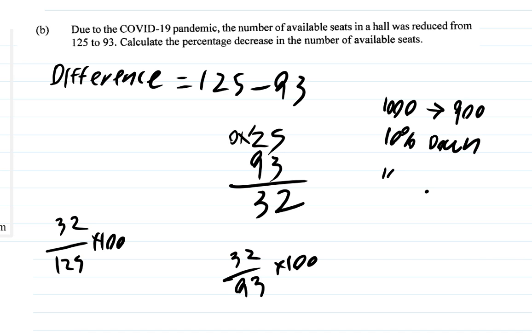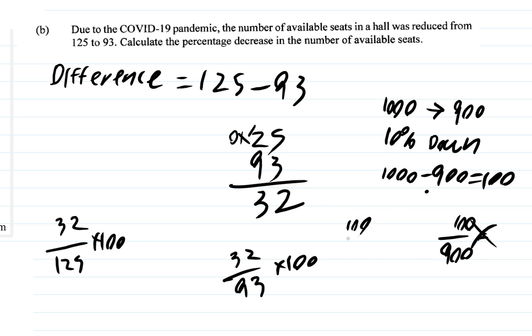First of all, 1,000 minus 900 is 100. Now, if you put the 100 over 900, that is not going to be 10%. If you put the 100 over 1000, that's going to be the 10%. So the difference must go over the first number before the change.